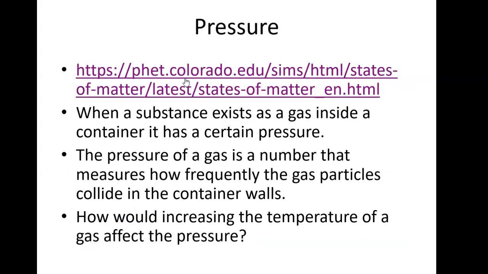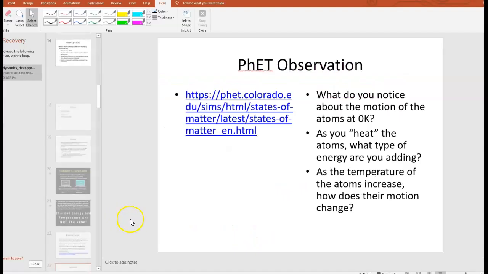Okay, and then I think the last thing we're going to talk about just really quickly is pressure. Pressure you only have with a gas, and it tells you on this slide what pressure is. It says the pressure of a gas is a number that measures how frequently, that means how often, the gas particles collide with their container walls. So what we're going to see is number one, we're going to verify that that's true, and number two, we're going to look at some ways that you can actually change the pressure of a gas.